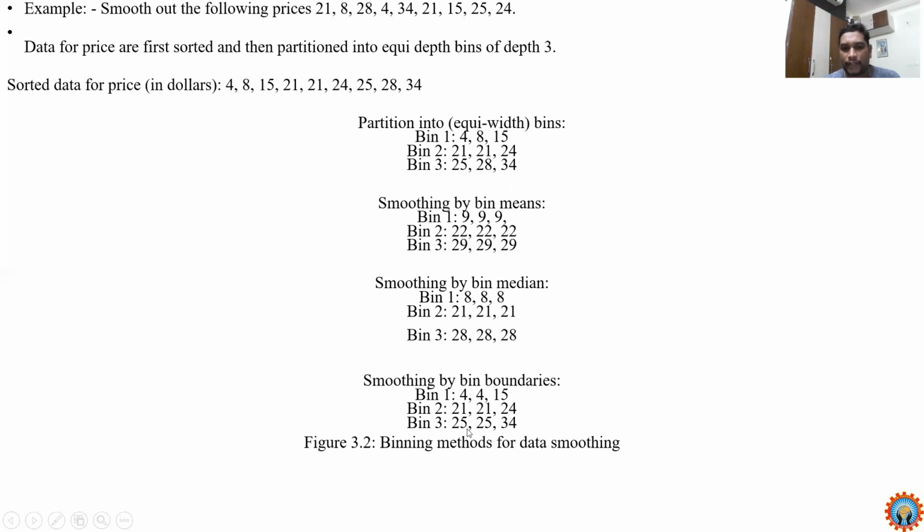25 nearest value 25. 28 nearest value, you are comparing with 3. The difference is 3 and this difference is 6. So 28's nearest value is 25 and 34's nearest value is 34. So you are calculating each with the boundary values. You have to get the 8 data with the help of 4, 15 data and 28 data with the help of 25. Okay, this is the process we do in the binning method.